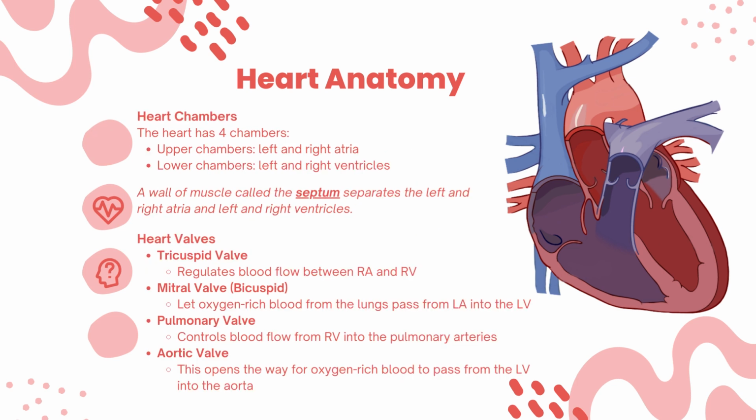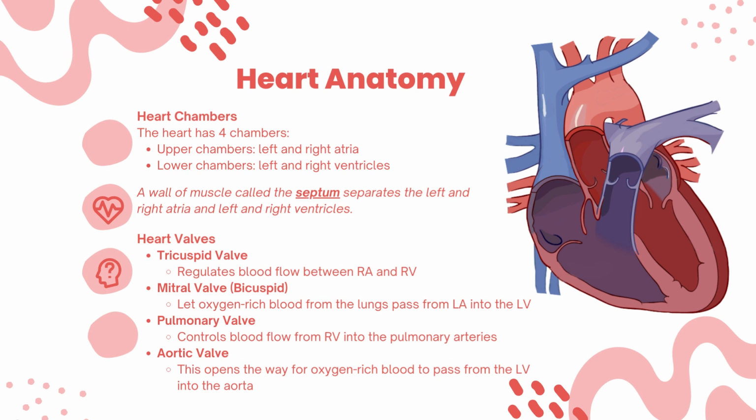The heart is divided into four different chambers. The upper chambers are called the left and the right atria, and the lower chambers are called the left and the right ventricles. There is a wall of muscle that extends from the top side of the heart to the bottom side of the heart, and that's called the septum, and that separates the left and the right side of the heart.